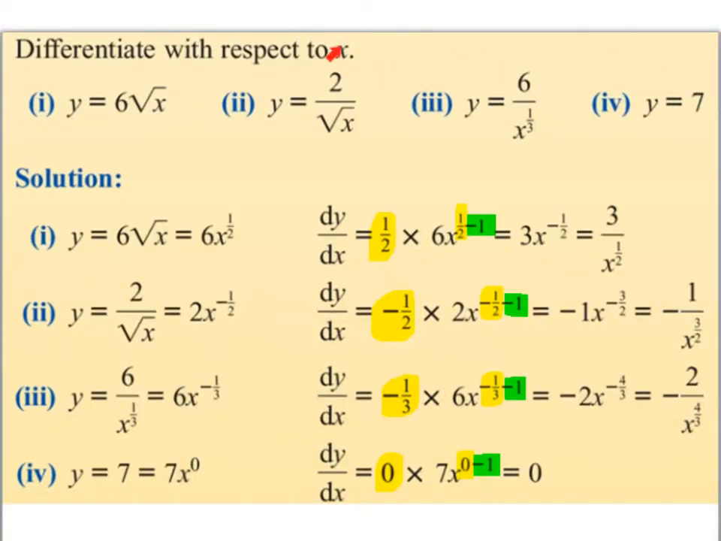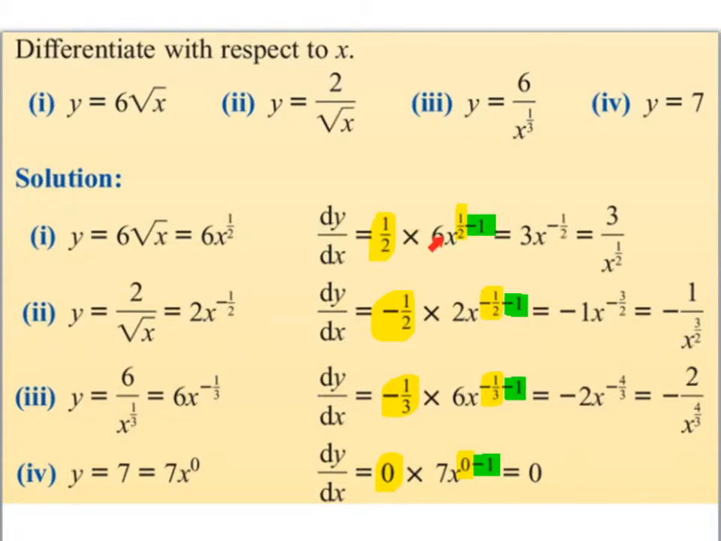Differentiate with respect to x. So y equals 6 root x. So 6 root x is the same thing as 6x to the power of a half. So the half comes down in front, we reduce the power by 1. A half minus 1 is minus a half.